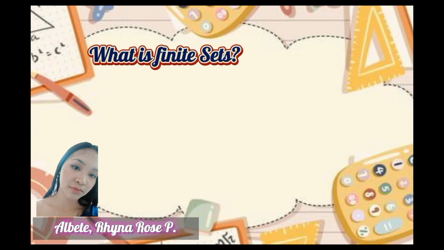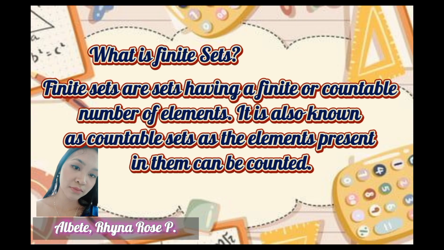I am the one who will discuss the properties of sets, finite sets, and infinite sets. What are finite sets? Finite sets are sets having a finite or countable number of elements. They are also known as countable sets as the elements present in them can be counted. In finite sets, the process of counting elements comes to an end. Starting and ending elements are present in the set.